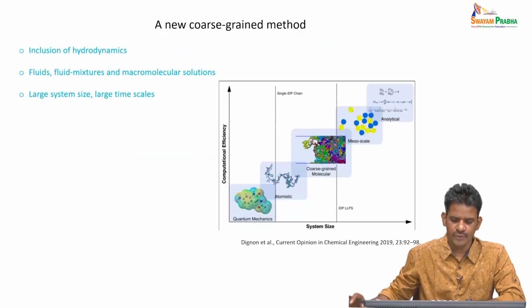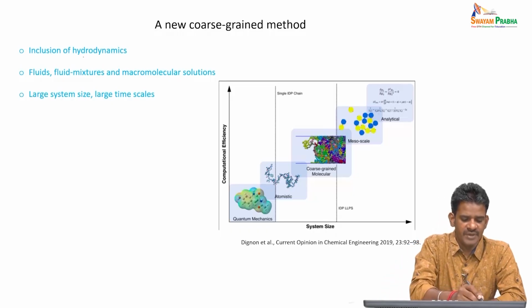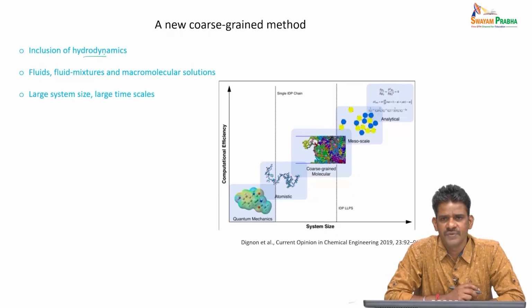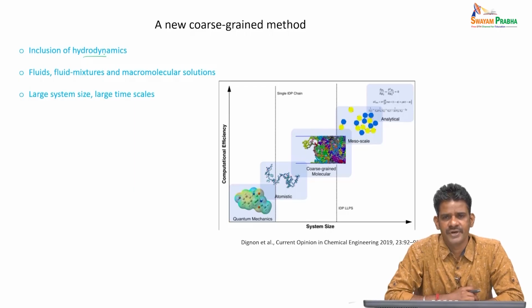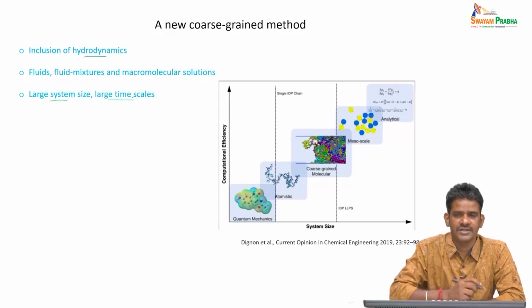So, now we want to go to another level in terms of coarse graining. We are basically seeking a method which will have hydrodynamics inbuilt, and which is something we can use to simulate fluids, fluid mixtures and self-assembling systems. In principle, many of the soft matter systems involve multiple components, with large time scale and length scale separations. So, we are seeking another coarse grained simulation for such cases, and our objective is to go to larger system size and larger time scale.